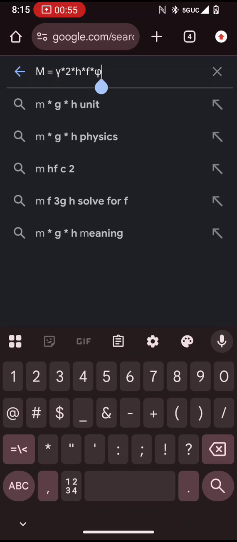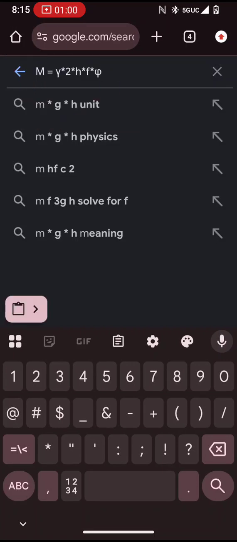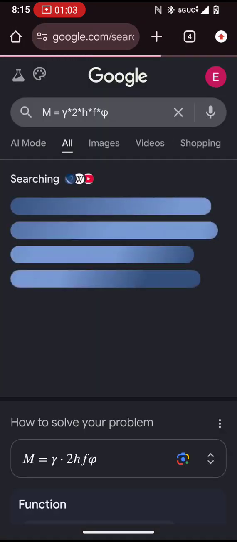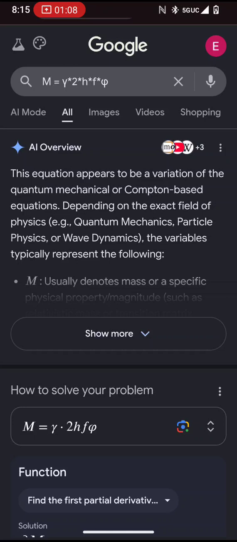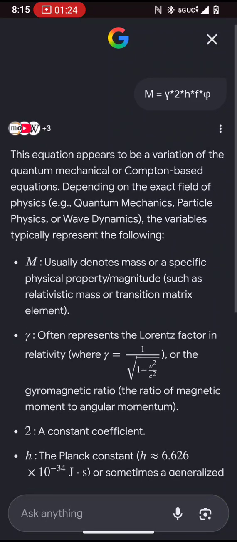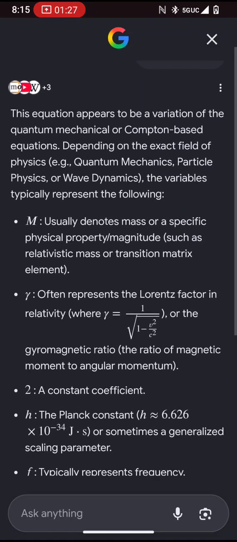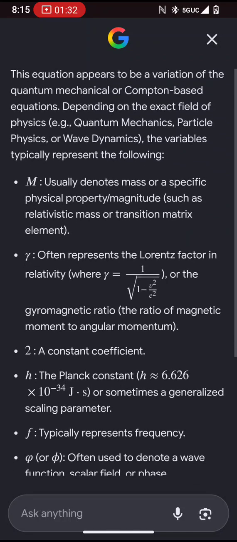Okay? I'm going to put this in. We're going to see what Google has to say about it. Copy that. Let's see what we got going on here. Okay, it's searching. This equation appears to be a variation of the quantum mechanical or Compton-based equations, depending on the exact field of physics: quantum mechanics, particle physics, or wave dynamics. It's all of them.